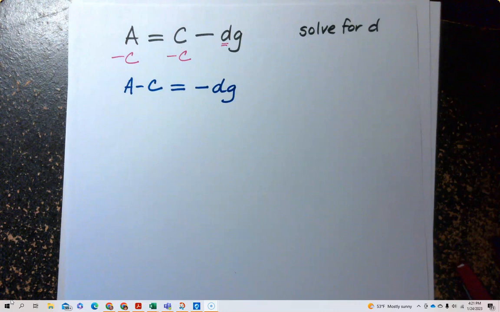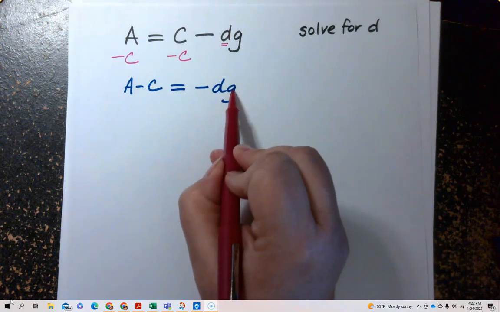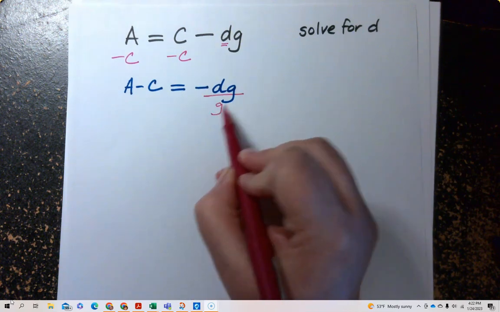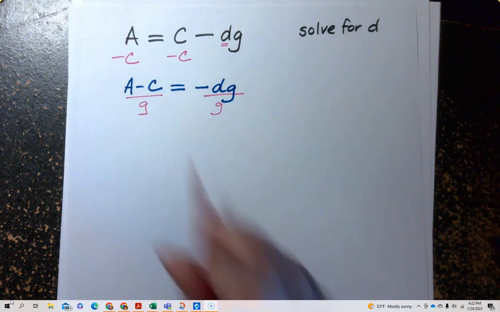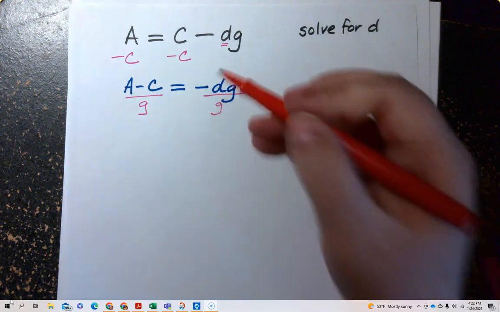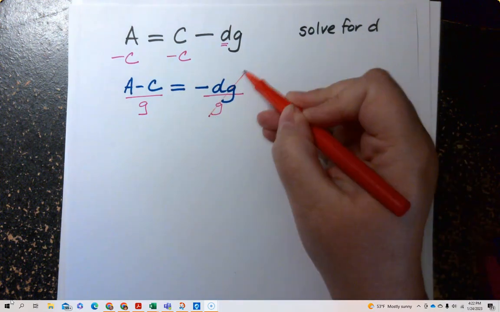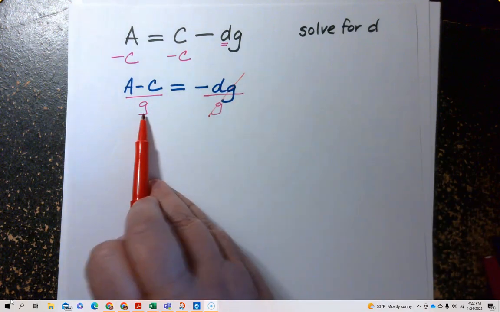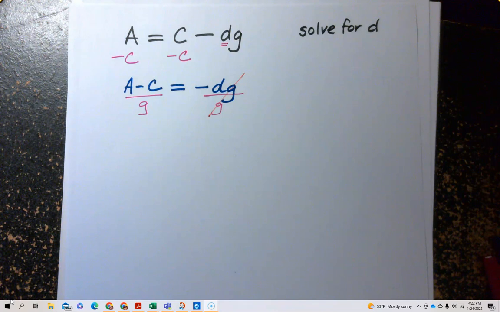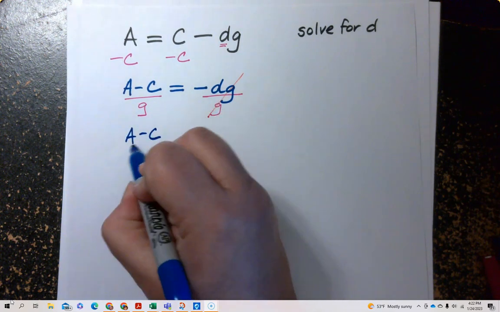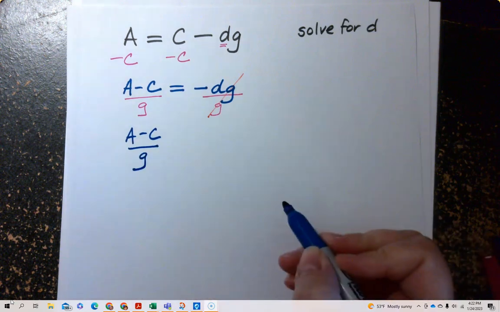Okay? Now the d and the g are multiplied, so to get rid of the g, again the goal is to get d by itself, I'm going to divide by g. Divide both sides by g. And when I do that, the g's will cancel. They become a 1, so it's just the opposite of d times 1. And this side is just as it is. That might be the hardest thing about these, is just letting yourself accept that we can't simplify. We're just going to leave it the way it is.